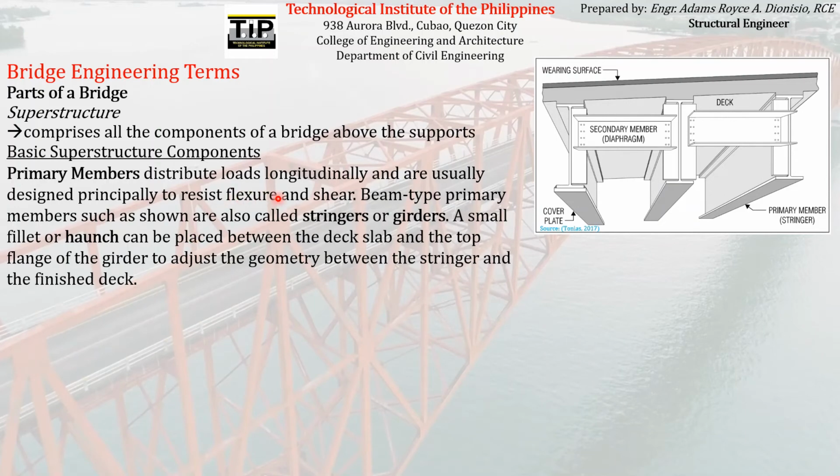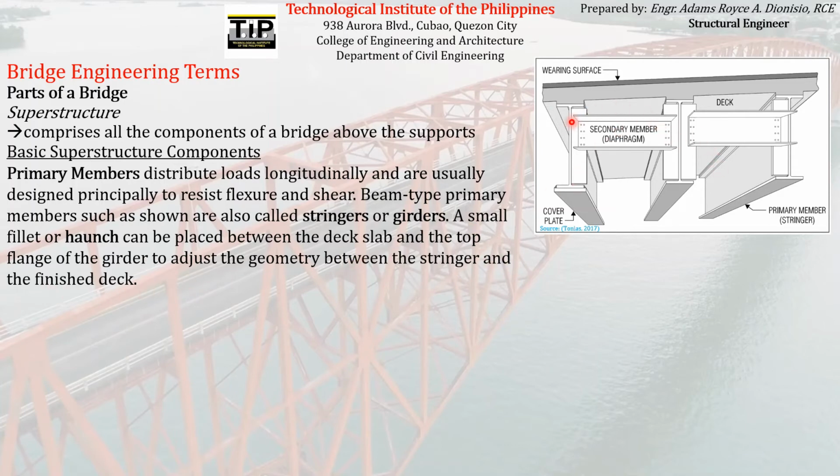Another basic component of a superstructure is the primary members. So the primary members distribute loads longitudinally and are usually designed principally to resist flexure and shear. Beam type primary members such as shown are also called stringers or girders. A small fillet or haunch can be placed between the deck slab and the top flange of the girder to adjust the geometry between the stringer and the finished deck.